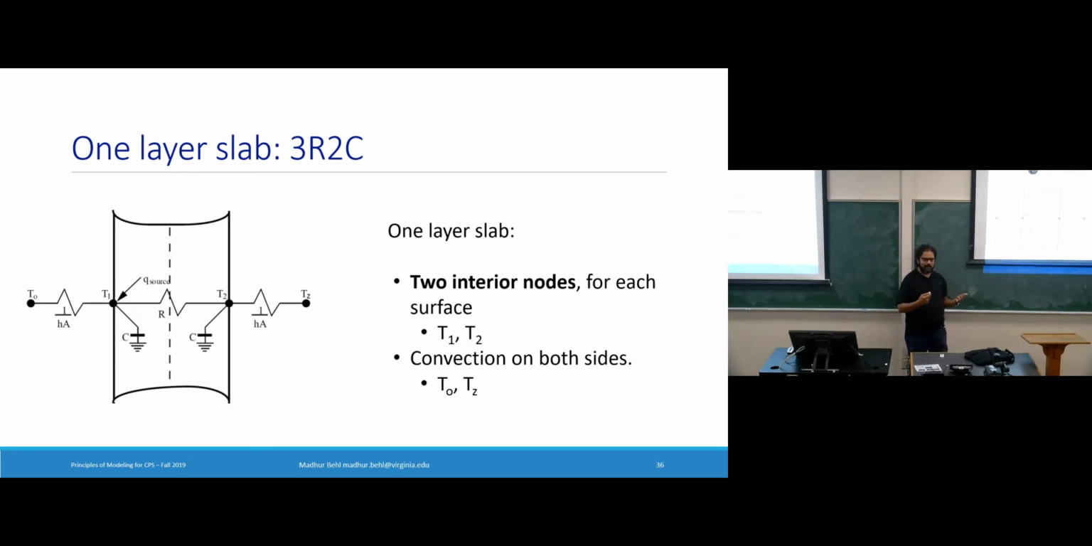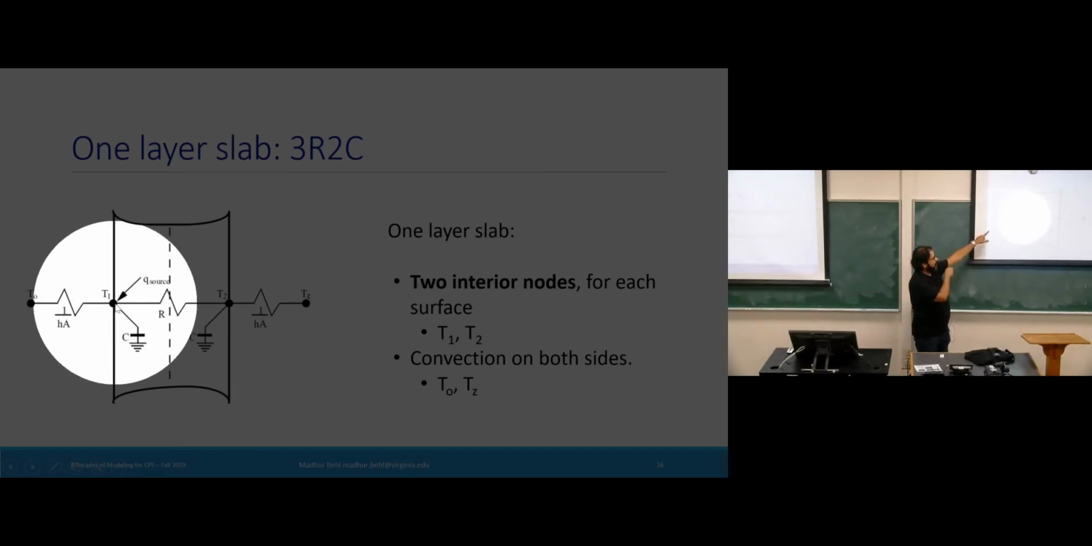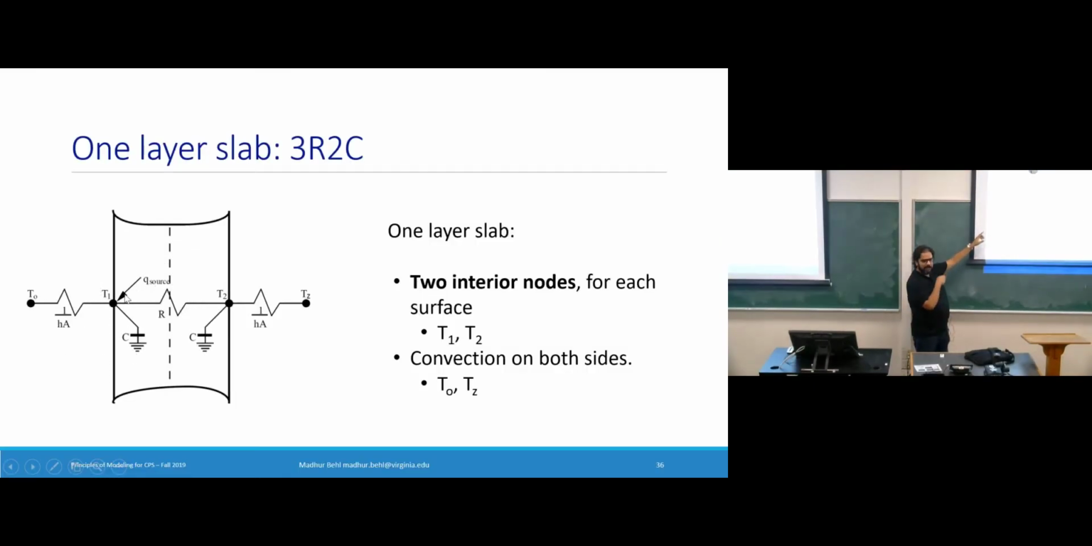Sunlight, right? The solar irradiance is different from convection. Convection is occurring between air and the surface of the wall. This is a direct heat flux on the outside surface. So we have almost like a new input, Q source. Okay, so this configuration has two interior nodes, which are T1 and T2. These are arbitrary design choices that I am making to describe the dynamics of the temperature evolution of this slab. And then there is convection on both sides, T0 and TZ.